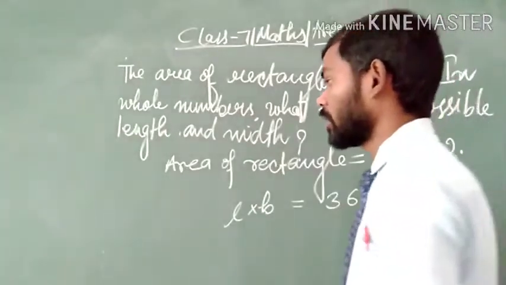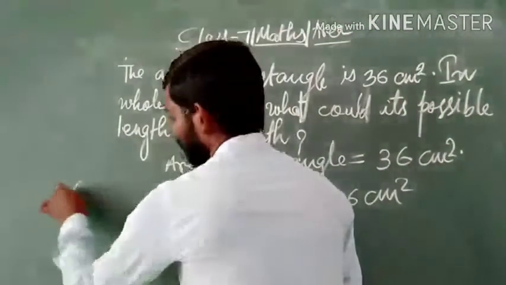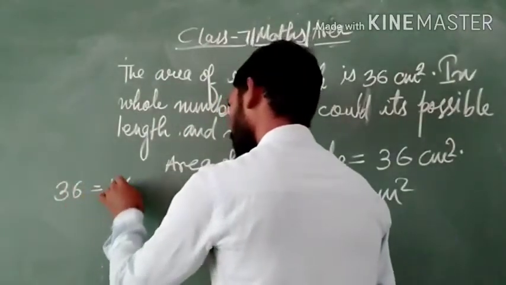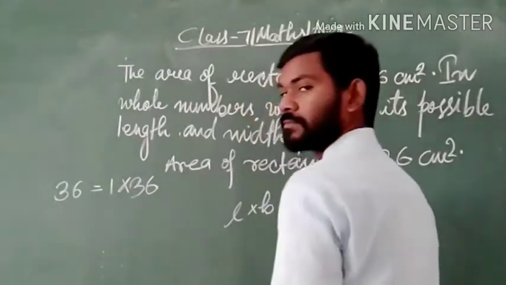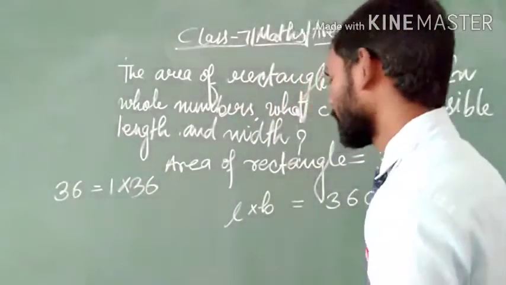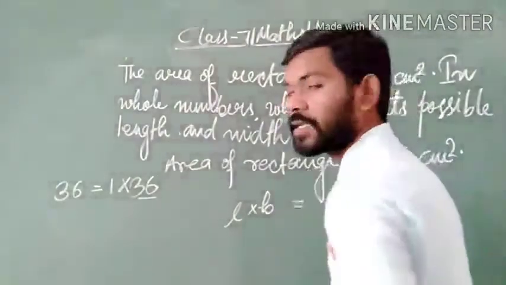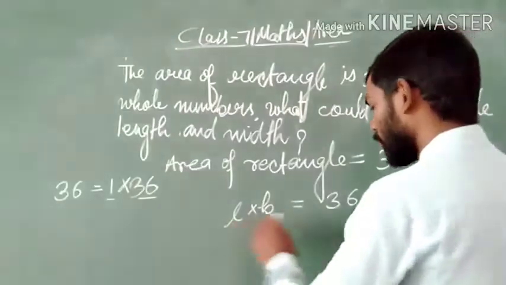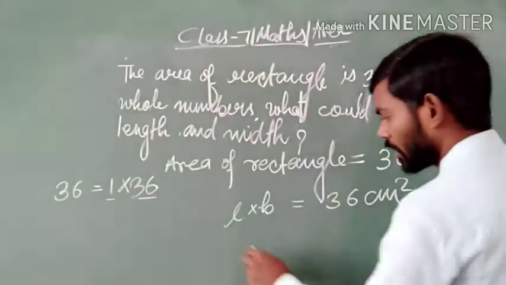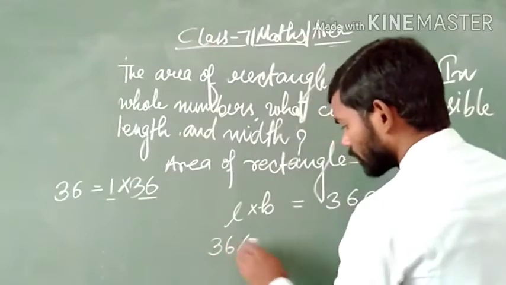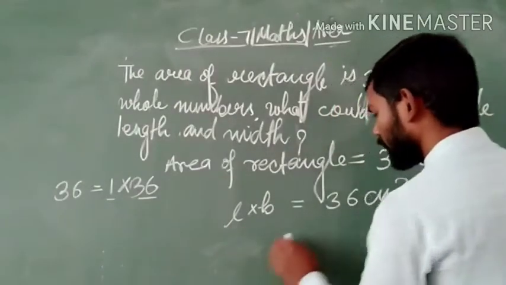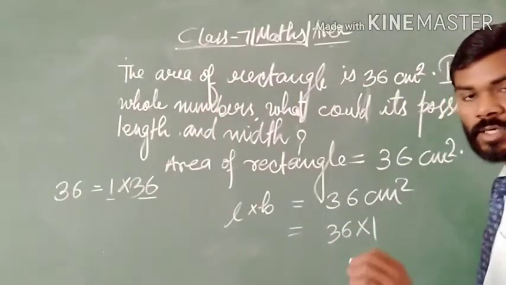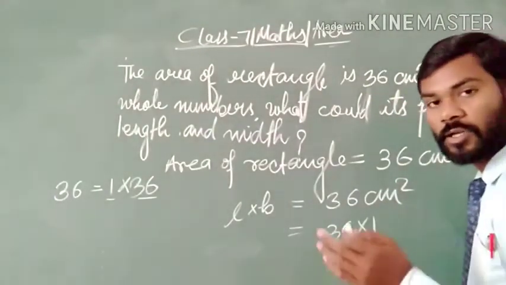As we know, 36 can be written as 1 multiplied by 36. Here we can say that 36 is its length and 1 is its width. Therefore, 36 can be written as 36 into 1. This is the first condition, or you can say the first case.